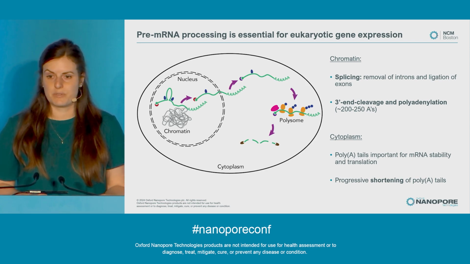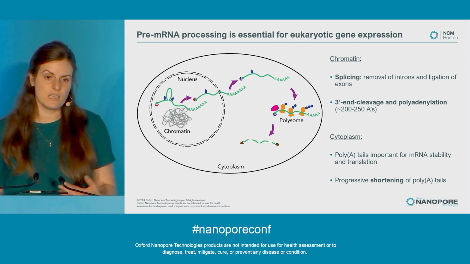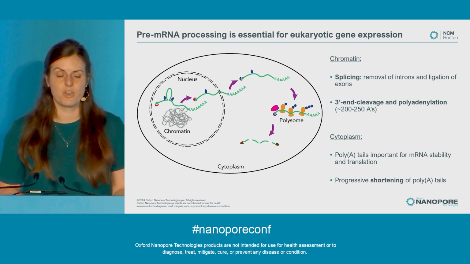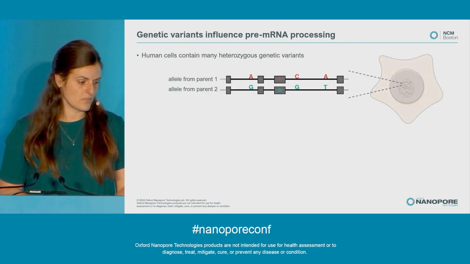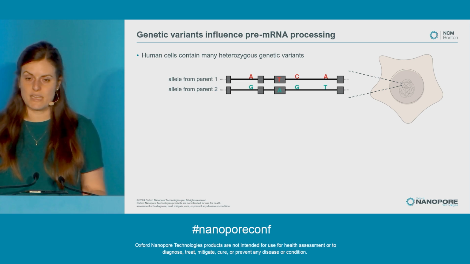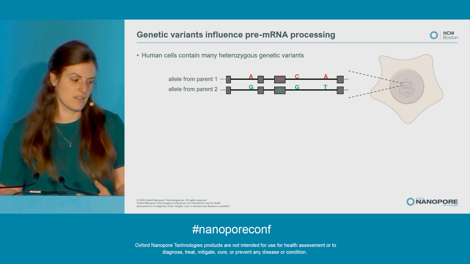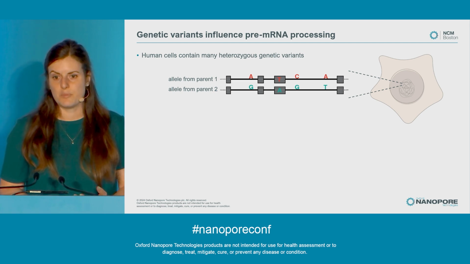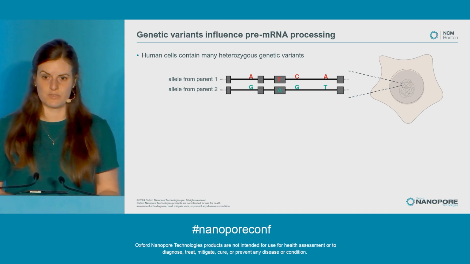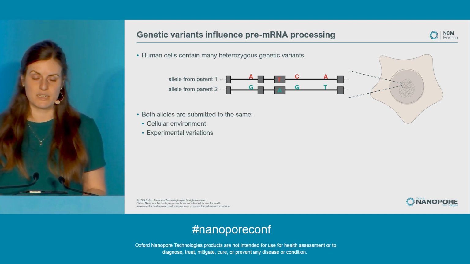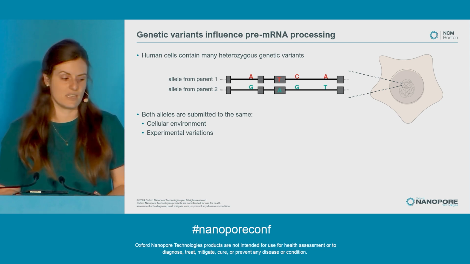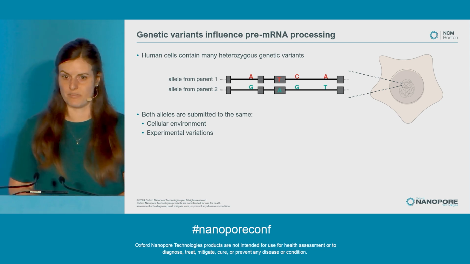In this project, we were specifically interested in understanding whether the RNA sequence itself could modulate the length that is added onto nascent RNA. So we decided to take advantage of the many naturally occurring heterozygous variants that we all carry in our cells to compare poly-A tail lengths between the two alleles from a gene. As you're probably all aware, this is a really nice approach because both alleles will be submitted to the same environment and experimental variations.